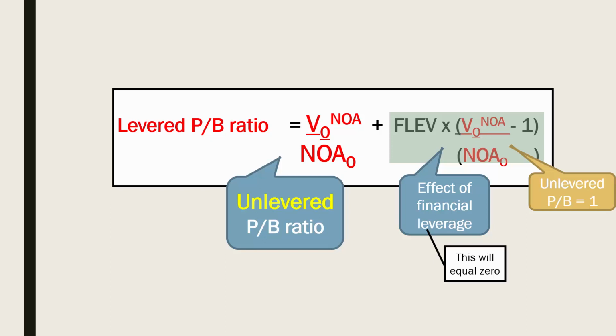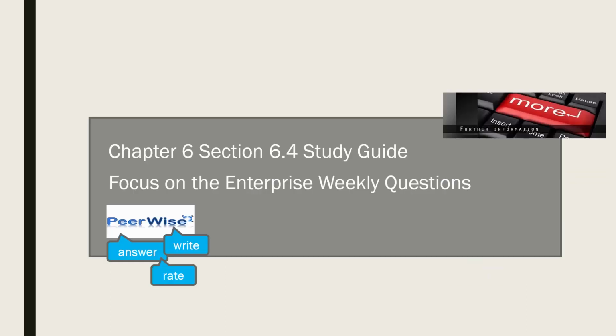If the book value of a firm's net operating assets does not accurately reflect the value of a firm's net operating assets, that is, unlevered price-to-book ratio does not equal 1, as is usually the case, and if the firm has some financial leverage, which is also usually the case, then a firm's levered and unlevered price-to-book ratios will be different.